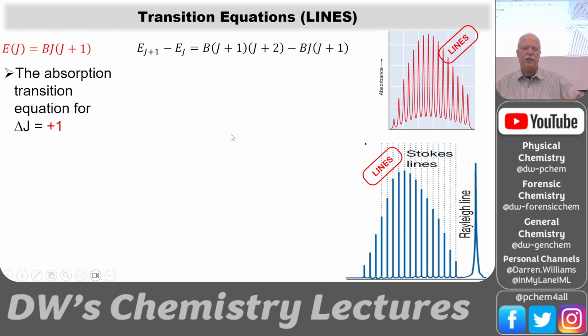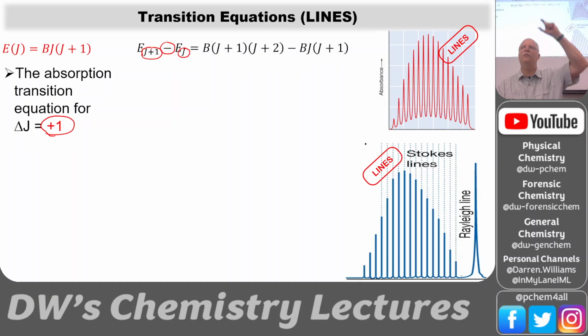So these are the transition equations, this is the algebra related to the transition equation. So this is how you do this. And this has been on the homework a couple of times, so let's just go through it again. Anytime I want to look at the absorption transition equation for J plus 1 or any kind of change, notice we have the energy equation with respect to J, and then we want to add J plus 1 in there and take the difference.